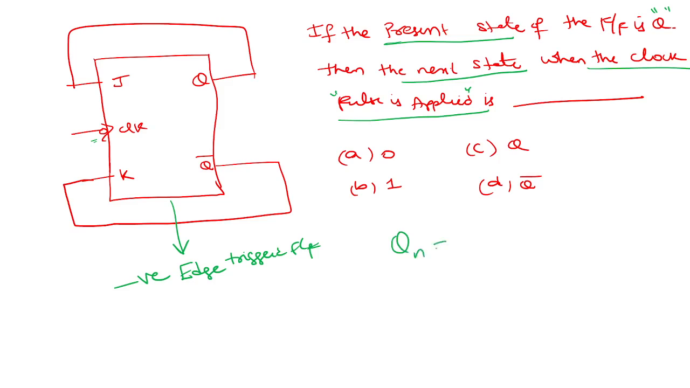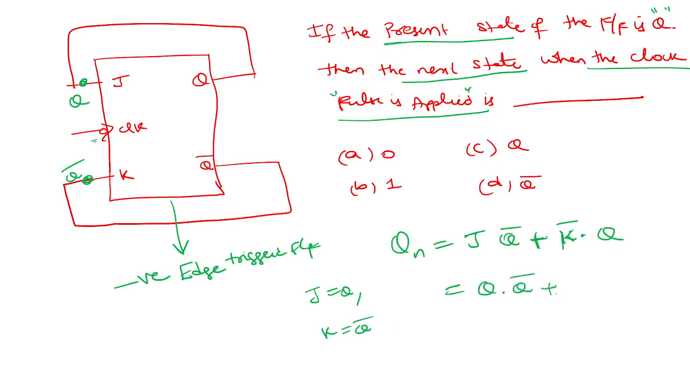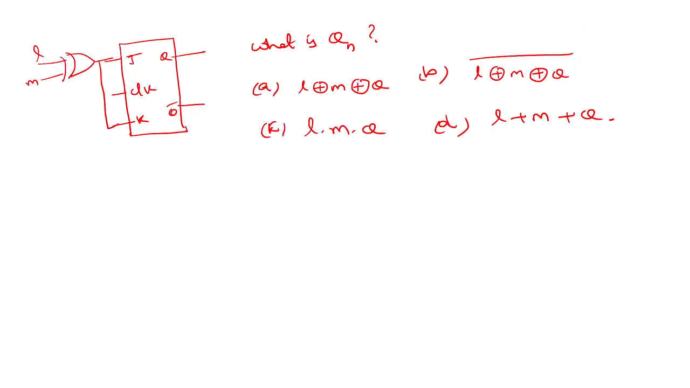Again, you can apply the similar logic, J Q bar plus K bar Q. So what is J here? It is Q. What is K here? Q bar, right? J is Q, K is Q bar. Q and Q bar plus K is Q complement, Q. This is 0. This is going to be Q and Q. What is Q and Q? Q. Am I right? All right. Now do this. What is Qn?